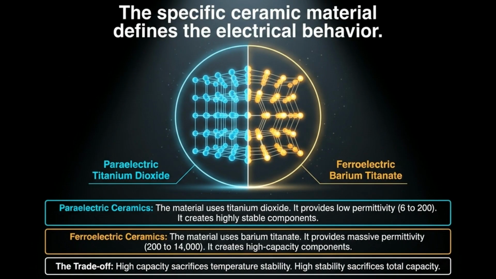The specific ceramic material defines the electrical behavior. Paraelectric ceramics use titanium dioxide for high stability and low permittivity. Ferroelectric ceramics use barium titanate for massive permittivity, creating high-capacity components. The trade-off is high capacity sacrifices temperature stability, and vice versa.